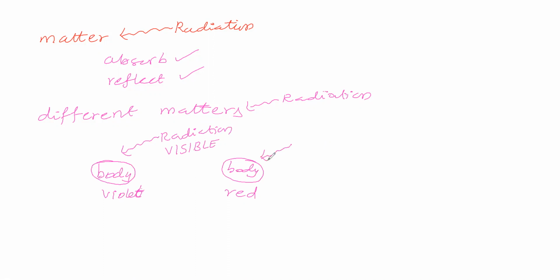It appears red, it appears violet. Why is it so? Now keep the body in a dark room. It is appearing black, isn't it? That's why we can't see. In a dark room, everything is appearing black, so we cannot say this is so and so.